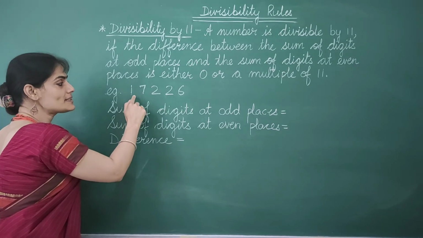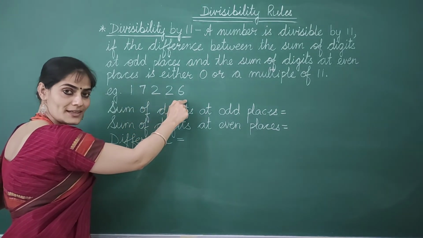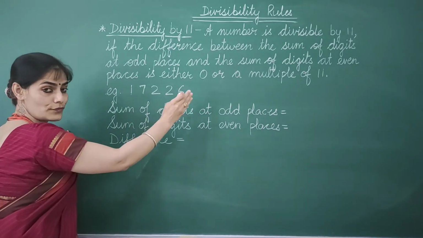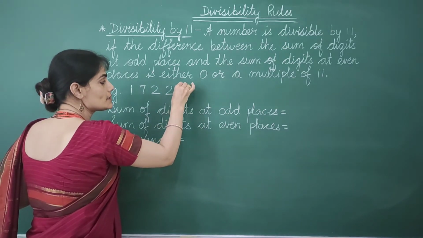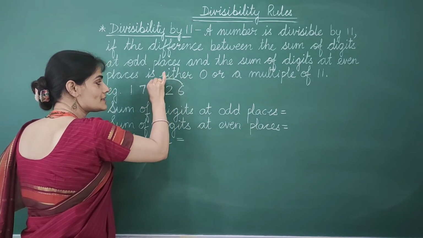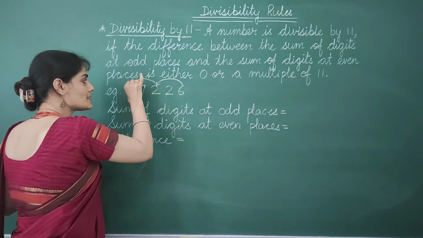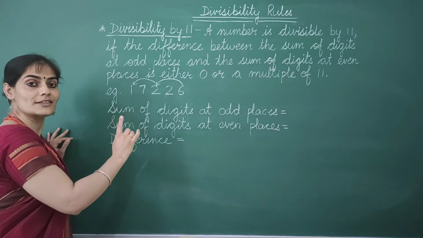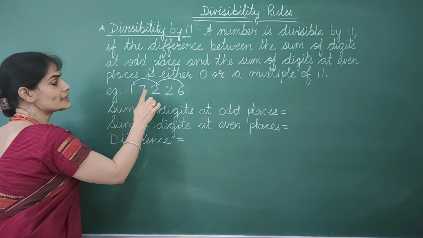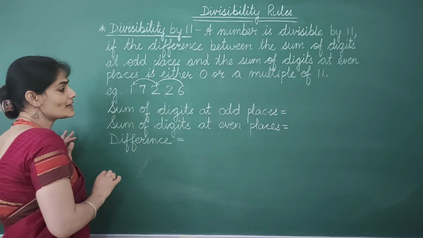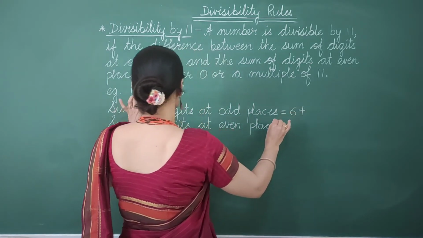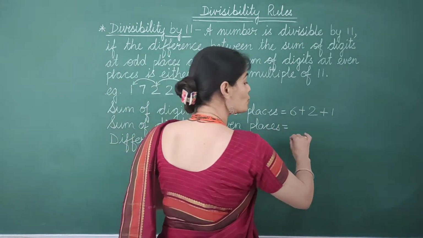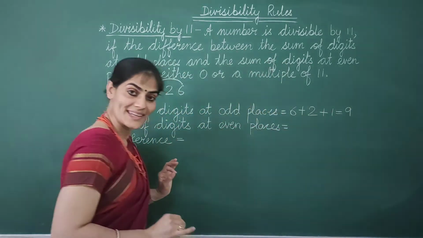We have this number 17,226. Now, just tell me the digits at odd places. We'll check from the extreme right. This is first place, this is third place, and this is fifth place. All these are odd places, first, third and fifth. So let's find the sum of digits at odd places. I write here 6 plus 2 plus 1. And 6 plus 2 plus 1 is equal to 9.